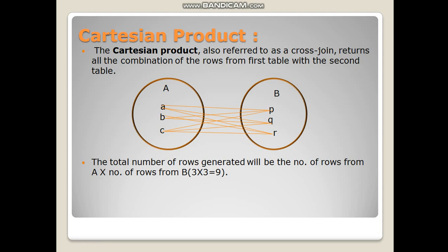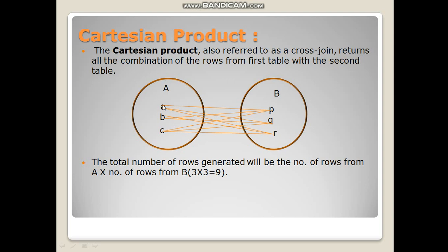Next will be the Cartesian product. Now what do you mean by Cartesian product? It is also referred to as cross join. When we learn about joins in the next part of our relational operations, we will know about different types of joins. The Cartesian product gives the combinations of all the values from the first relation with another relation, that is, from the first table with the second table.